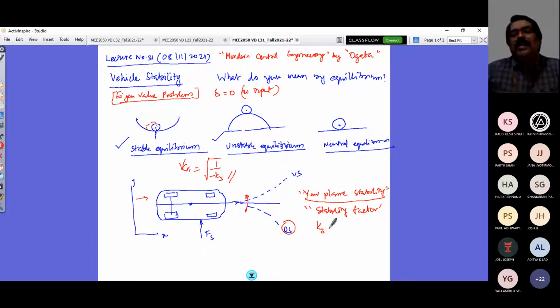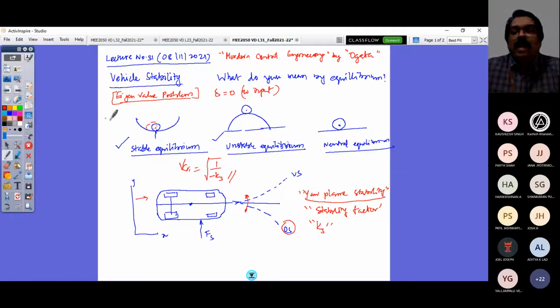We have already seen this, and today we are going to look in a generic way at how you look at an nth order system for stability analysis, and then appreciate the application of the state equation or the state matrix, and we will end our lecture with understanding an important stability criterion called the Routh stability criterion. So this is the content of today's lecture, and understanding what we mean by yaw plane stability.